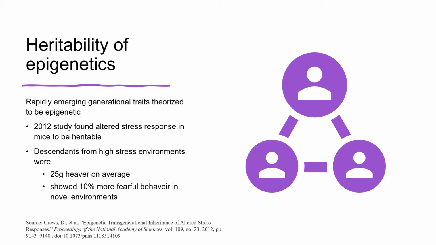A 2012 study found that an altered stress response in mice could be inherited by the mice's descendants, even 2 or 3 generations down. Descendants of mice that were kept in a high-stress environment were on average 25 grams heavier than the average non-stressed line mouse, and showed 10% more fearful behavior in the form of wall hugging and hiding when introduced into a novel environment.